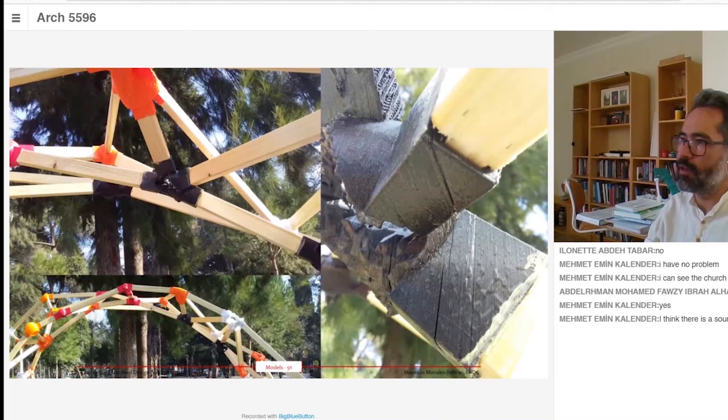For example, here you see the cracks that appear in this connection, and there are two reasons for that. The main reason is, if you look at the beam, this is working as an arch, but at the end it is working as a beam. So that means there are more tensile stresses occurring here.